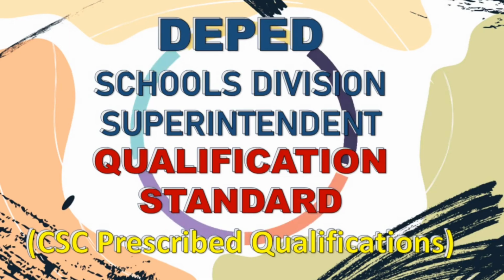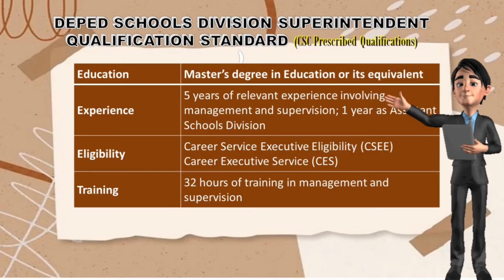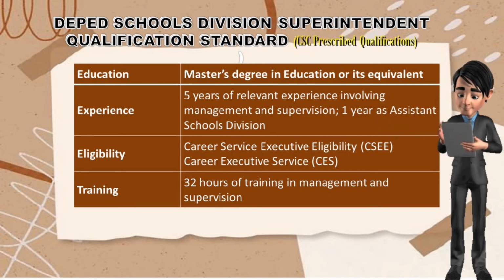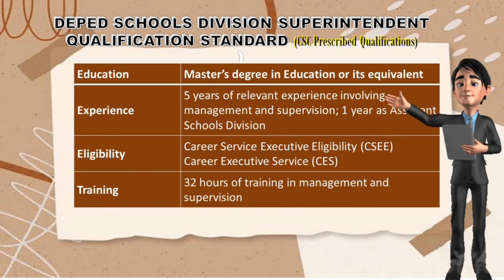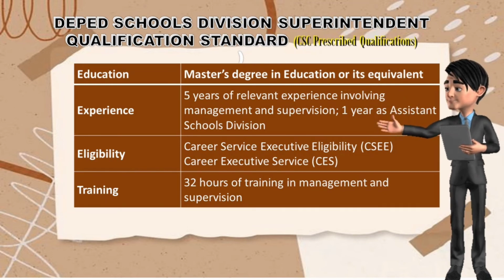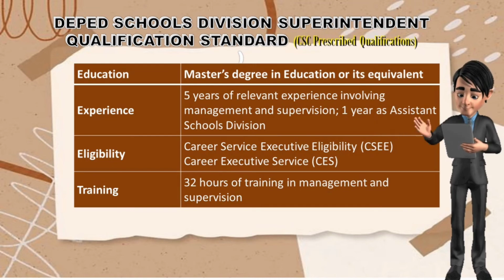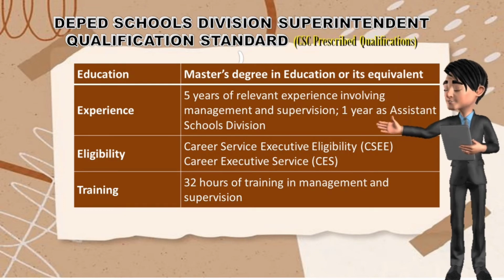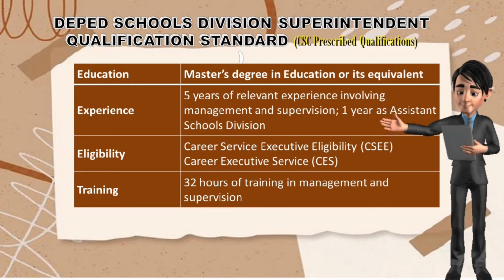Moving on, DepEd Division Superintendent qualification and standard. CSC prescribed qualification. Education: master's degree in education or its equivalent. Experience: 5 years of relevant experience involving management and supervision, 1 year as assistant schools division superintendent. Eligibility: Career Service Executive Eligibility or CSEE, Career Executive Service or CES. And for training, you must have 32 hours of training in management and supervision.